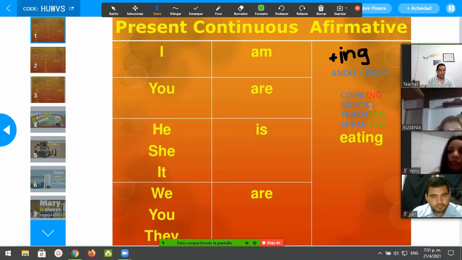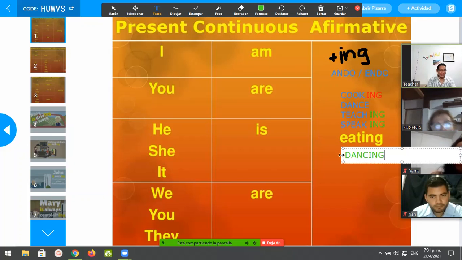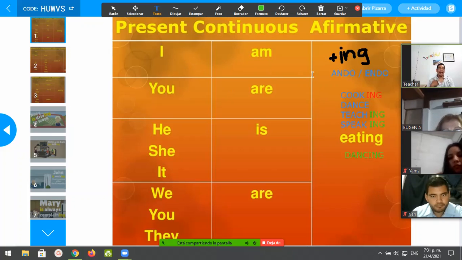Now, what happens with dance? When you transform dance, you're going to say like this, right? You say dancing. So you remove the letter E and you put an I and you say dancing. Okay? So you say, for example, I am cooking. Yo estoy cocinando. Okay? I am cooking, you are teaching, he is speaking, we are eating, we are dancing. So this is the formula that we use for affirmative sentences.